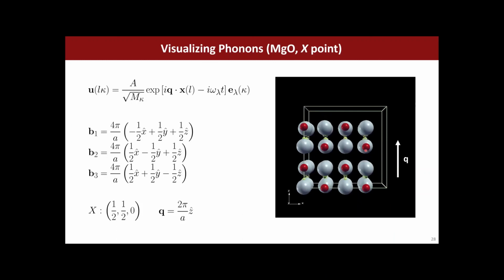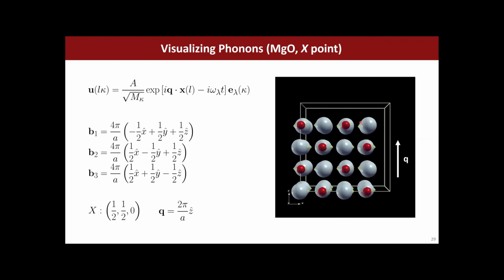When we look at this one here, this is how they will oscillate at the X point. You will see that it has a periodicity of two unit cells, and you also see that the atoms are oscillating, especially the oxygen, parallel to the propagation direction. So we have a longitudinal wave. It's a little hard to see because the oxygen here is very small, but they are oscillating in phase. So we have a longitudinal acoustic wave.